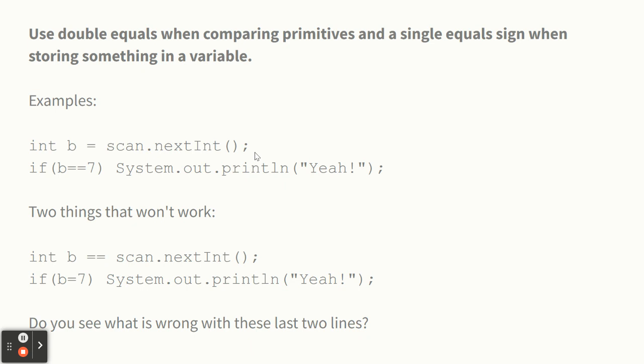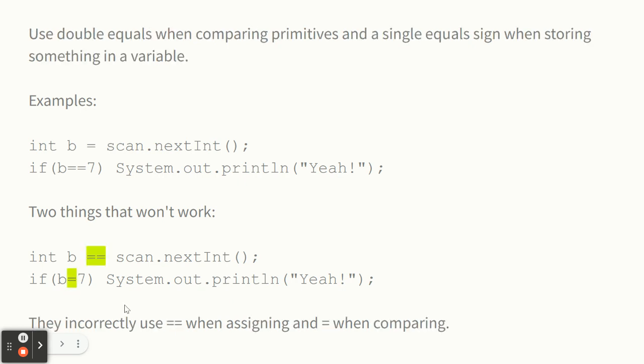I can't remember if it compiles and just doesn't work right, or if it won't even compile, but it's not right. So down below, there's two things that won't work. You can't use two equal signs here when you're trying to assign a value, and you can't use one equal sign when you're trying to check a value.